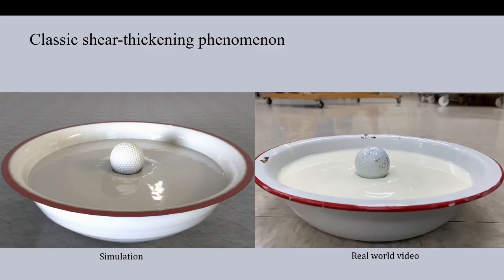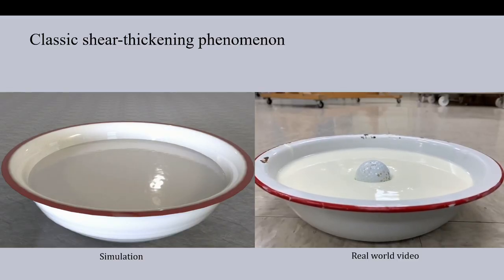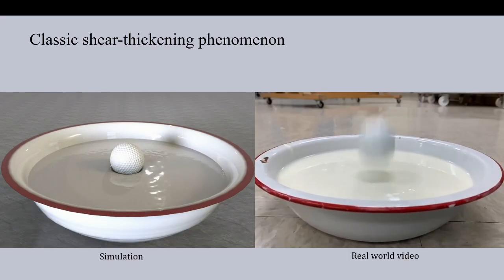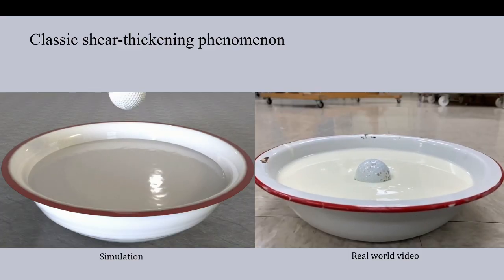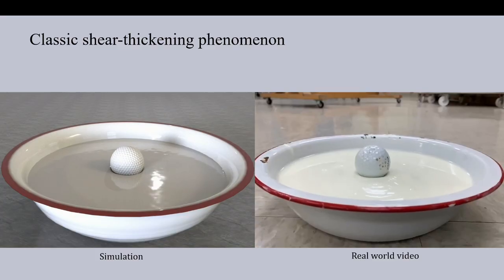We have successfully replicated a classic non-Newtonian phenomenon, the impact of a golf ball dropping into a mixture of cornstarch. Due to its shear thickening properties, the ball experiences a rapid impact followed by a slow sinking motion. Our simulation closely matches the recorded video results, demonstrating a high level of consistency between our model and the real-world observations.